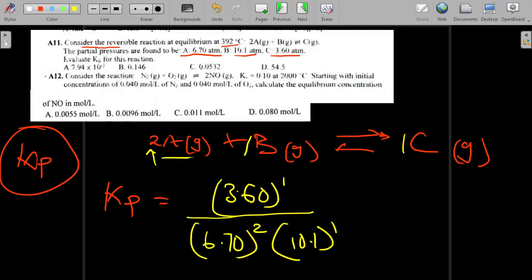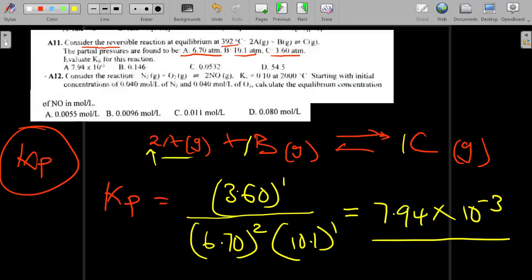Okay, where's my calculator here? So on top there, I have 3.60, and then I'm dividing this by 6.70 raised to power 2 multiplied by 10.1 raised to power 1. So according to my calculator, I'm getting 7.4 multiplied by 10 to the power minus 3. So this here will be the value of the Kp.